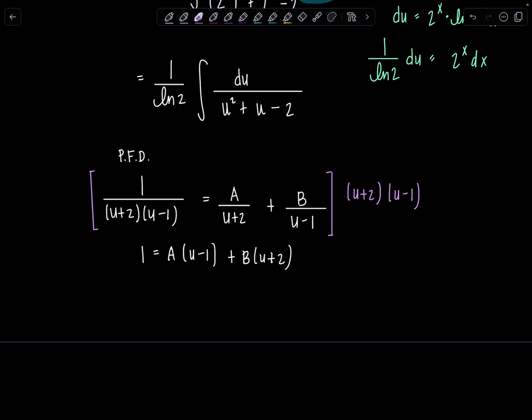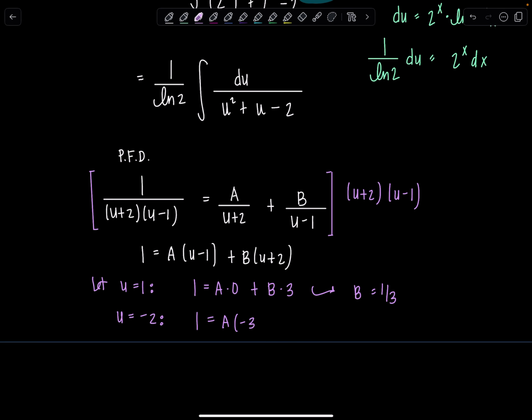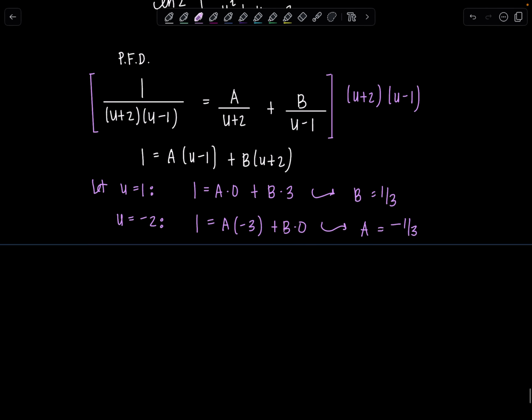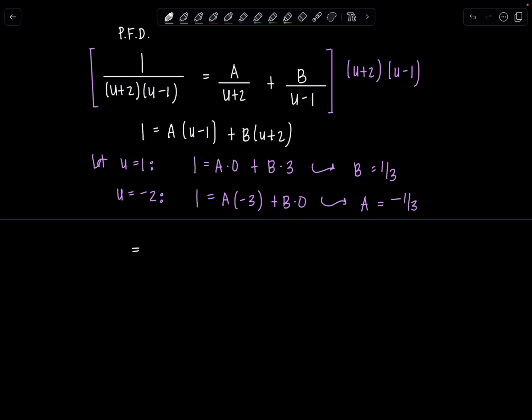And I'm going to go ahead and solve for the constants by substituting in different values of u. So let's let u equal 1. Then I have 1 equals A times 0 plus B times 3. So B is 1/3. And then similarly, I'll let u equal negative 2. So then 1 equals A times negative 3 plus B times 0. So A is negative 1/3. Beautiful. Now we can rewrite everything using our partial fraction decomposition.